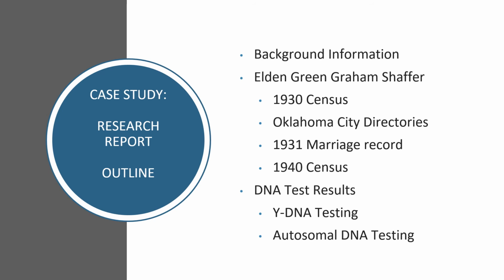and then I wanted to talk about Eldon and the records that we had found, the 1930 census, the city directories, the marriage record, and the census. And then I wanted to address the DNA test results and talk first about YDNA testing and the discovery of the Robb surname, and then the autosomal DNA testing.